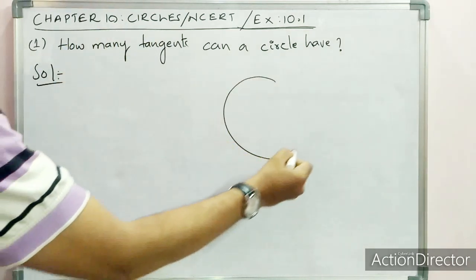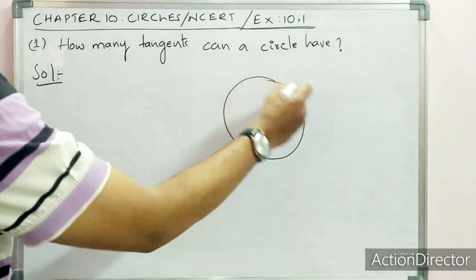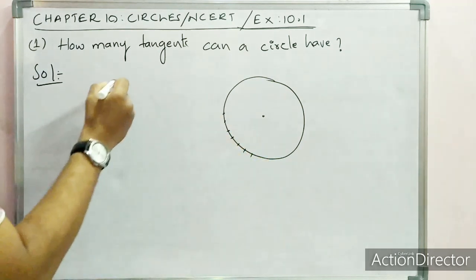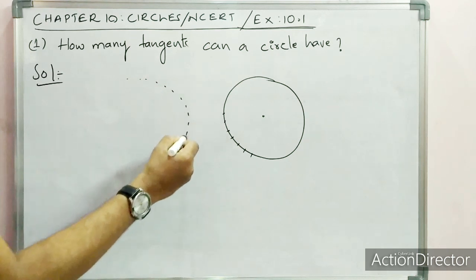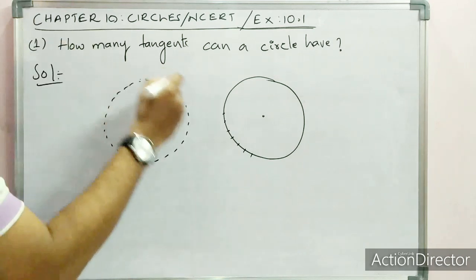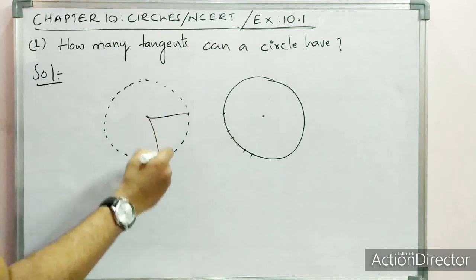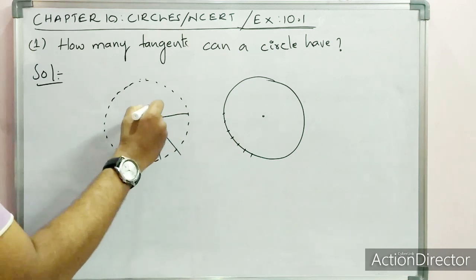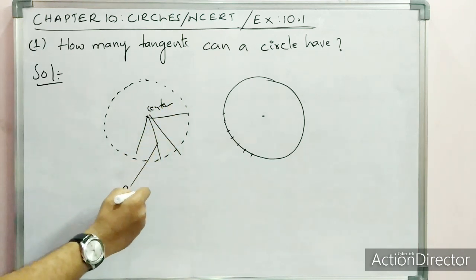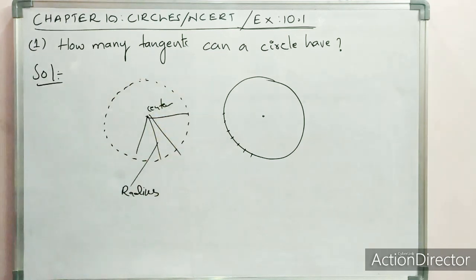Suppose this is a circle and this is its center. The circle consists of infinite points. The path of infinite points, these points are at a constant distance from a fixed point. This fixed point is the center. The distance is called the radius. So now you try to understand, a circle is made up of infinite points.